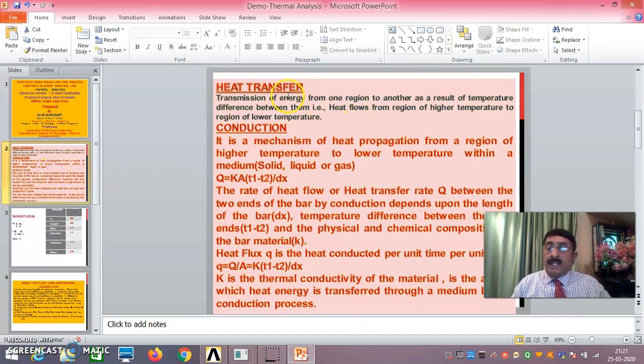See here, heat transfer. First, you should know the definition of heat transfer. It is the transmission of energy from one region to another region as a result of temperature difference between them. That is, you should know that heat flows from region of higher temperature to region of lower temperature. This is a very important concept that you should know here.